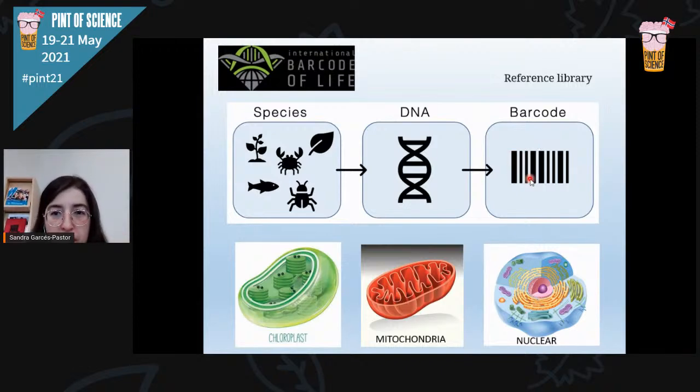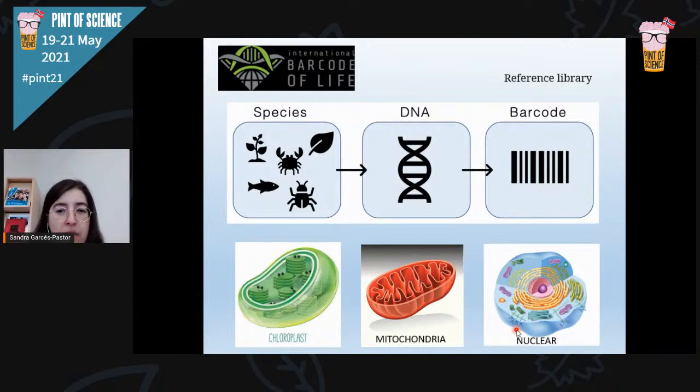that allow us to differentiate between species. And with all this data, we can create a reference library where we are storing all those sequences of all the living organisms. This is huge because we are talking about bacteria, plants, animals, everything. To do so, we can use several DNA fragments, for example, for plants it would be chloroplast, while for animals it would be mitochondrial or nuclear DNA fragments. So from now on, I will talk about these barcodes, and we will focus on several organisms.